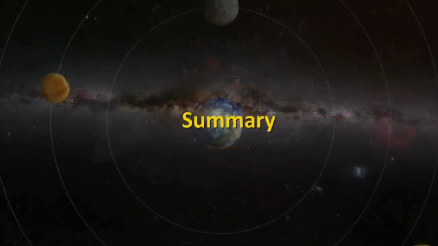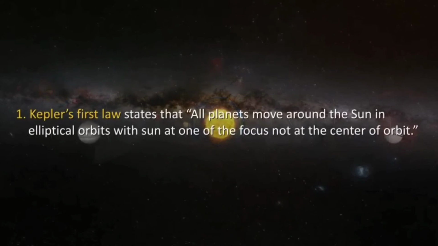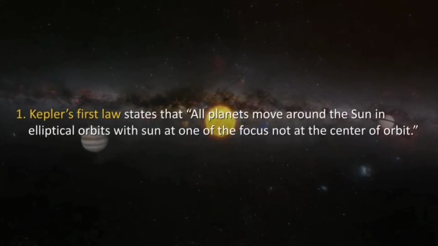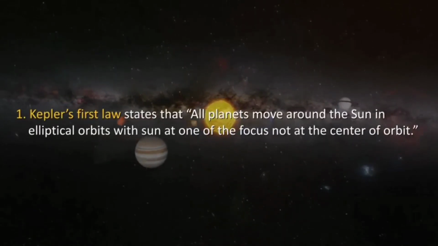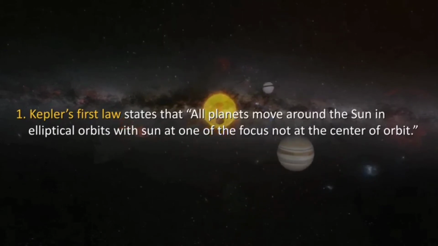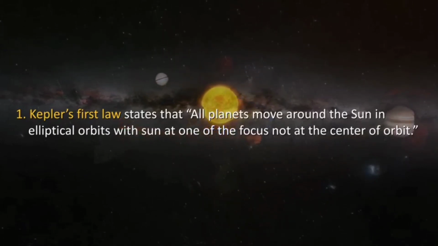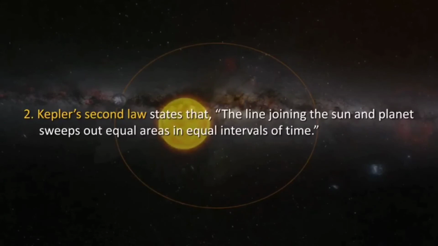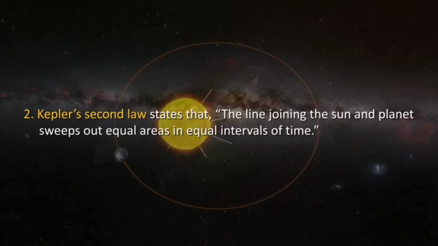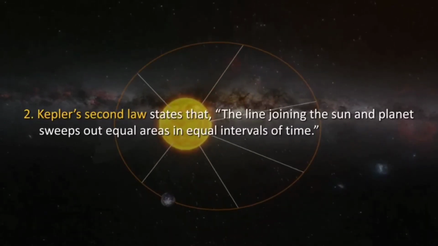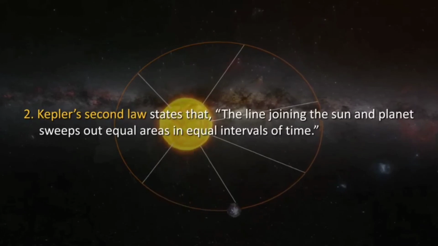Summary. Kepler's first law states that all planets move around the Sun in elliptical orbits, with the Sun at one of the foci, not at the center of the orbit. Kepler's second law states that the line joining the Sun and planet sweeps out equal areas in equal intervals of time.